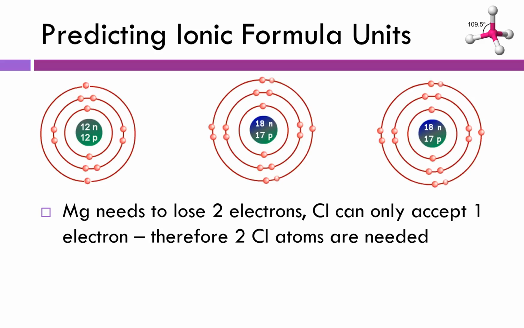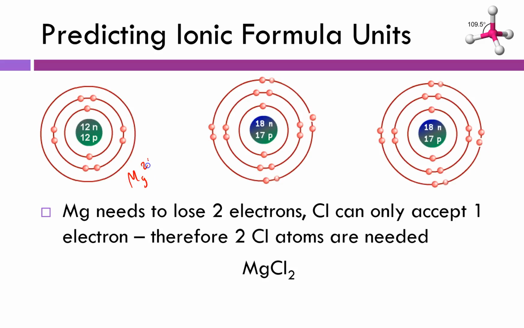Basically, if I just take one of those electrons and move it over to one of the chlorine atoms, I now have Mg+1 and a Cl-. I can repeat the process again with magnesium's other valence electron, send it over to the neutral chlorine atom, turning it into a chloride ion.